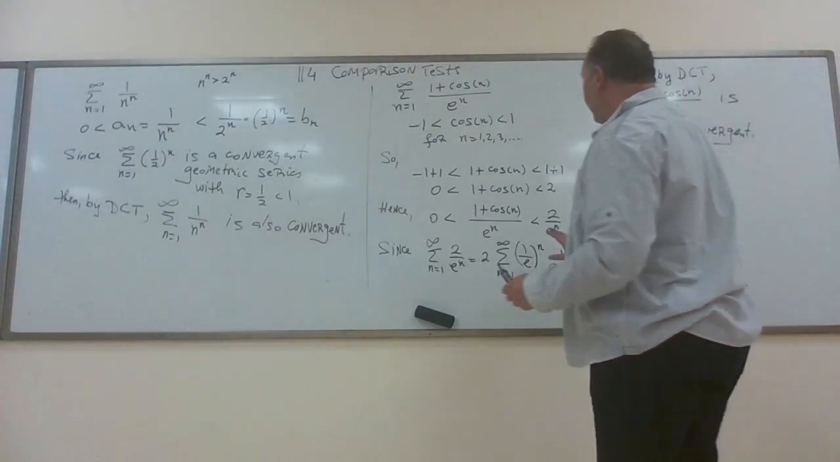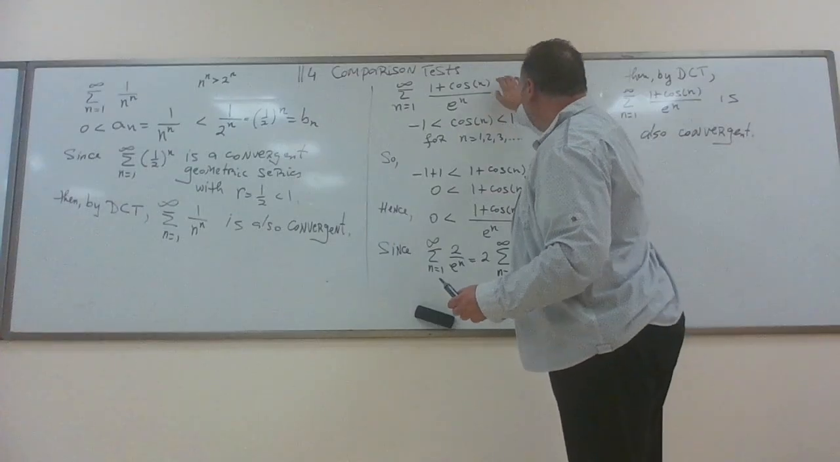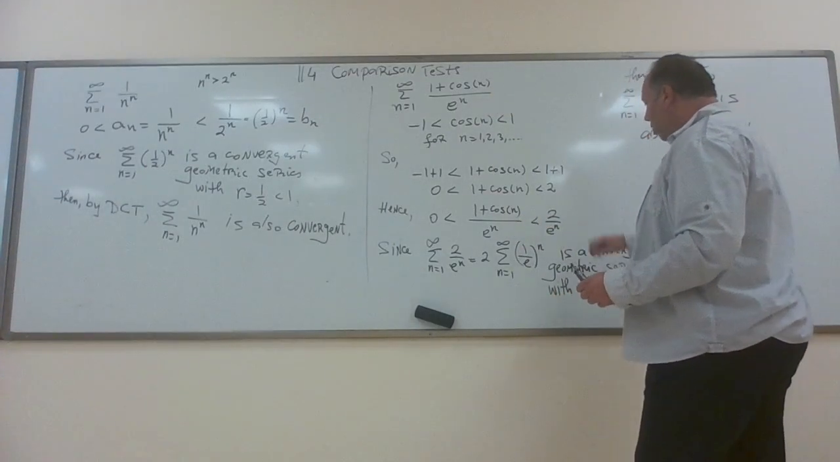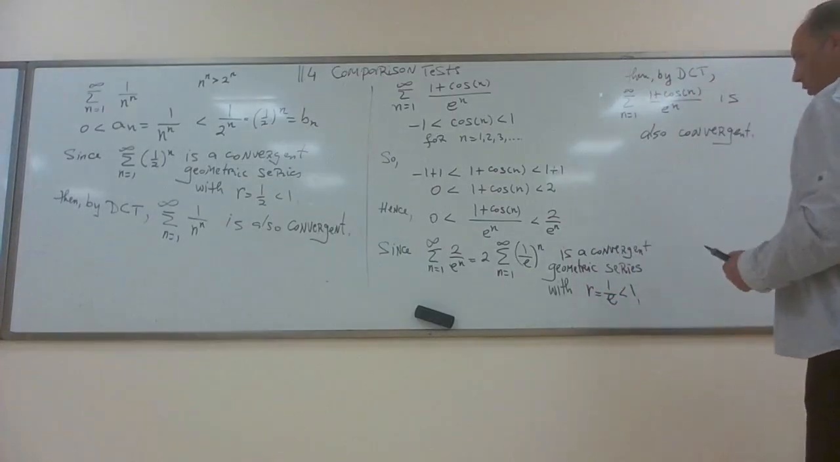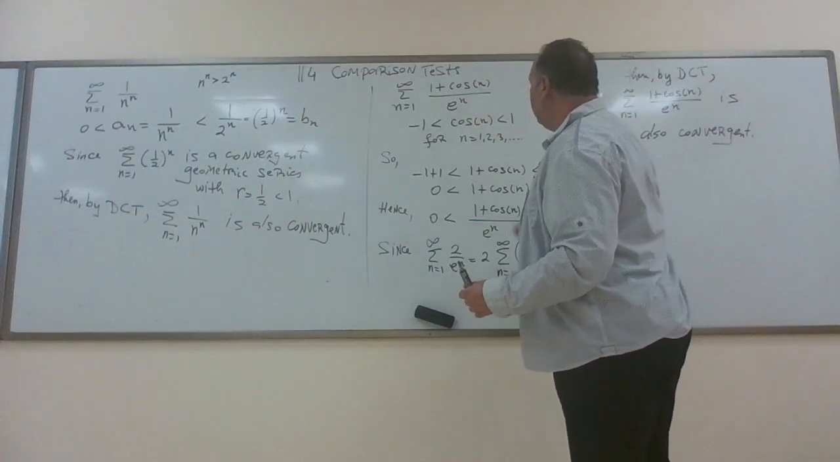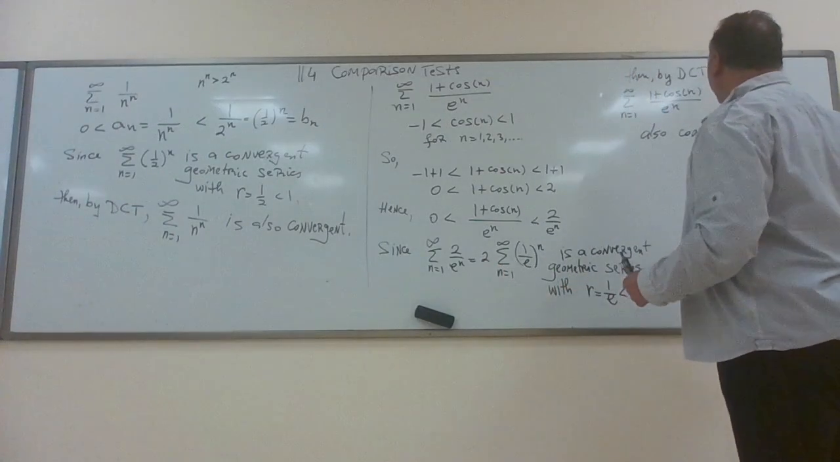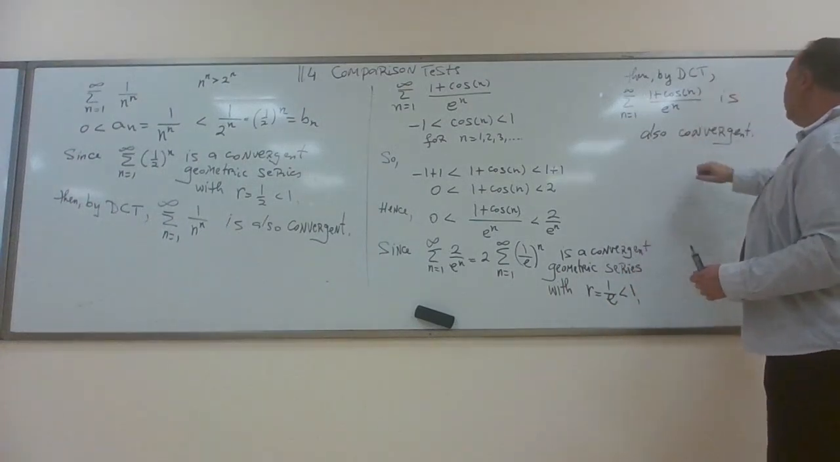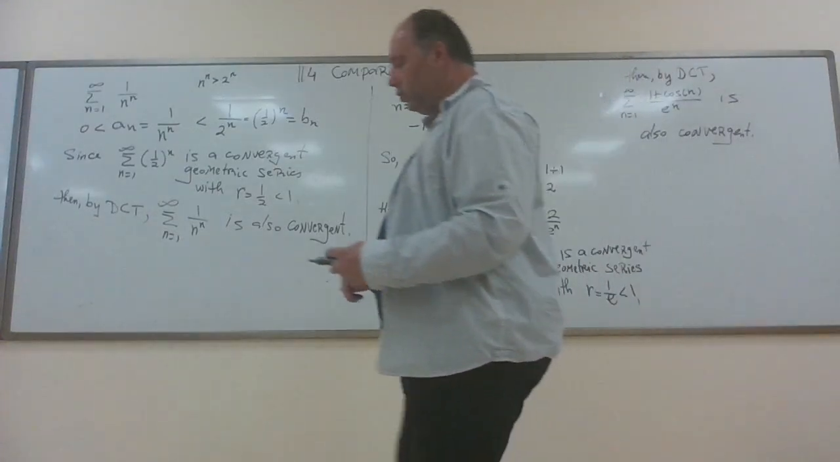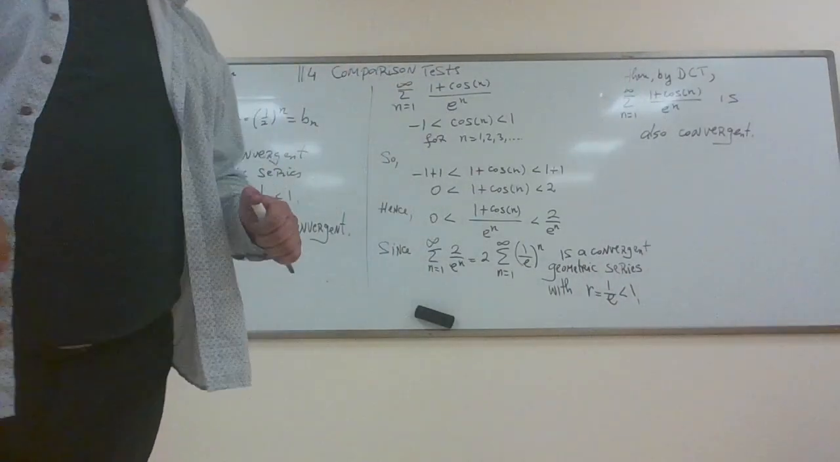So what we have now is that the general term of our expression is smaller than a term of a convergent geometric series. So this series is bigger than this series here. Therefore, by the direct comparison test, since the bigger series is convergent, our series is also convergent. So, straightforward computation and logic.